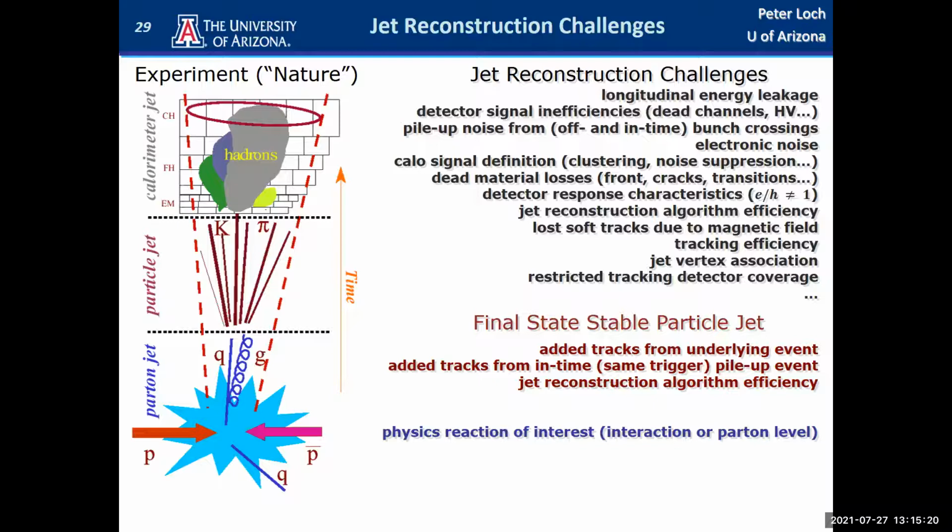Jet vertex association is an important tool that needs to be efficient. That is related to tracking efficiency and the ability to reconstruct the tracks pointing to a jet. And of course, everything is challenged in ATLAS, at least for the next run, by the restricted tracking detector coverage, which only goes up to rapidities of 2.5, so absolute rapidity. So outside of that, we have to get really creative.